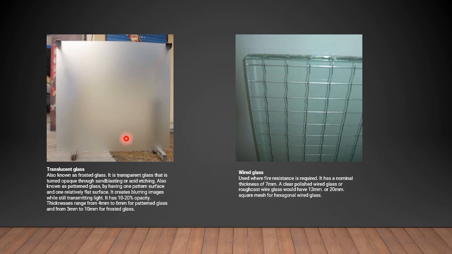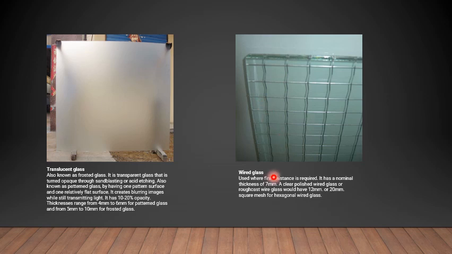Also known as frosted glass, it is transparent glass that is turned opaque through sandblasting or acid etching. It is also known as pattern glass, having one patterned surface and one relatively flat surface. It creates blurred images whilst transmitting light. It has 10 to 20% opacity. Thickness ranges from 4 to 6 mm for pattern glass and from 5 to 10 mm for frosted glass.